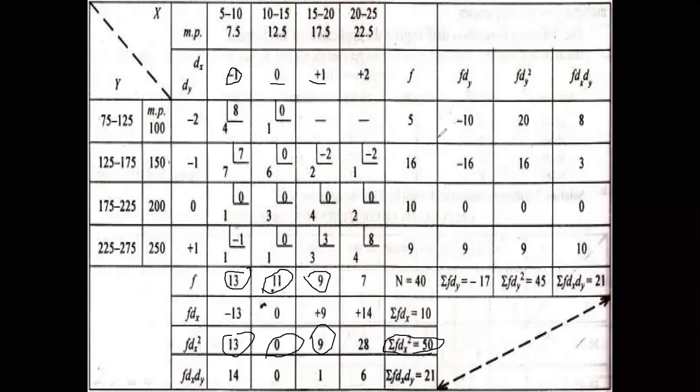In the same manner we will do that. What we do? The dy square, the first one, adjacent to 100, the value is minus 2 into minus 2, it is 4. 4 into frequency 5, it is 20. So fd square value is 20. In the same manner we will calculate for the other figures, the values will come in this manner. Do the summation of all these values, we will get sigma fd square y equal 45. I hope up to this particular point I am clear now.